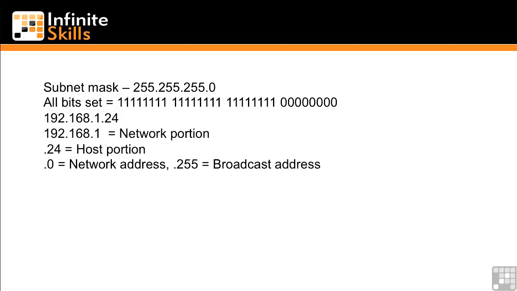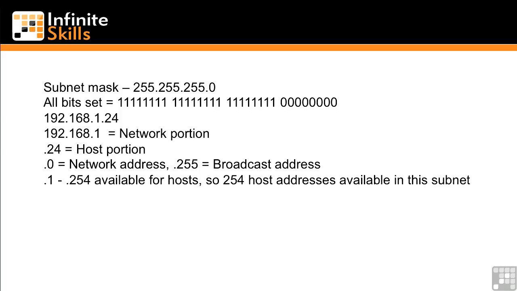Now, when it comes to the host portion of the IP address, for every subnet, you have a network address, which is the bottom of the subnet, the very lowest address in the host for that particular network. And the broadcast address is the very highest value in the host for that subnet. So in this case, .0 would be our network address and .255 would be our broadcast address.